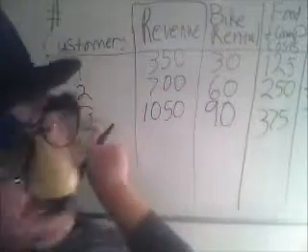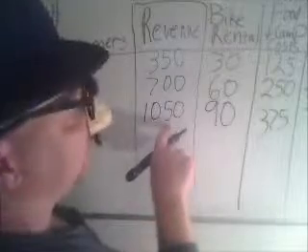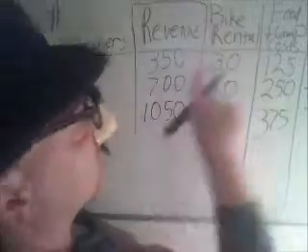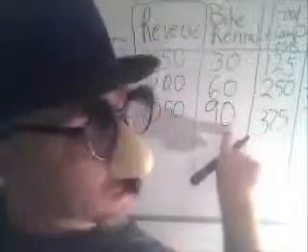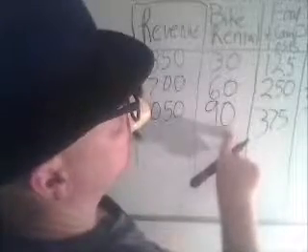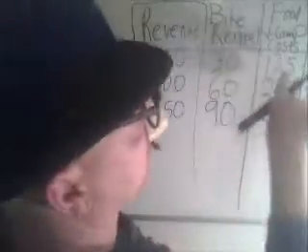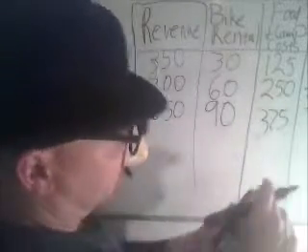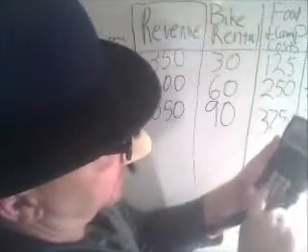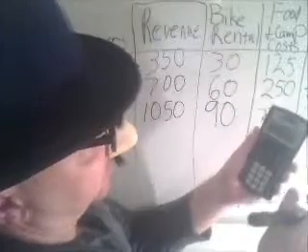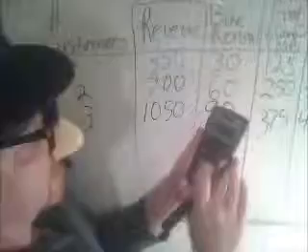Okay. 3 customers yield $1,050. How much are our total expenses? They're going to be 3 customers times 30 for the bike rental, which is $90 total, plus 3 times 125 per person, which gives us $375. We add those together. 90 plus 375 gives us 465 expenses.